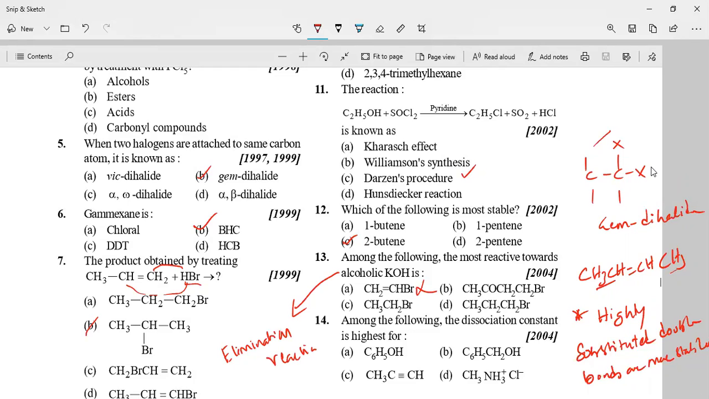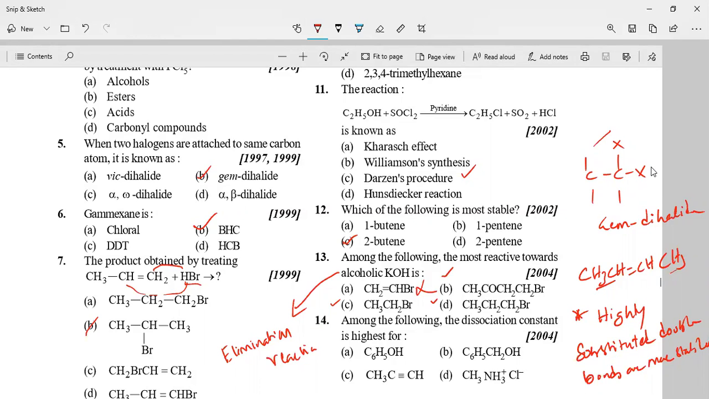First compound won't undergo elimination reaction. Second will undergo elimination. Third will undergo elimination. Fourth will undergo elimination. This will undergo elimination. This will undergo elimination. So among these three, which is more reactive towards alcoholic KOH depends upon the product formed upon reaction with alcoholic KOH. If the product formed is more stable, that one is more reactive.